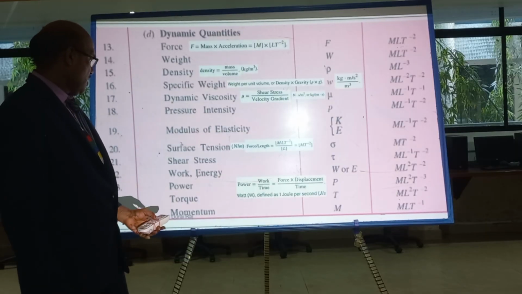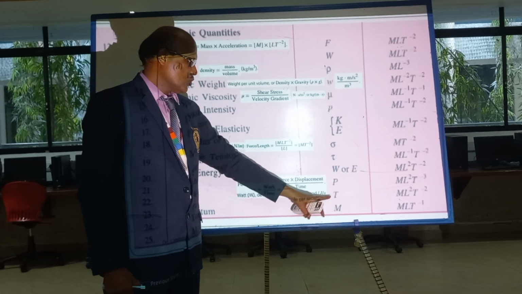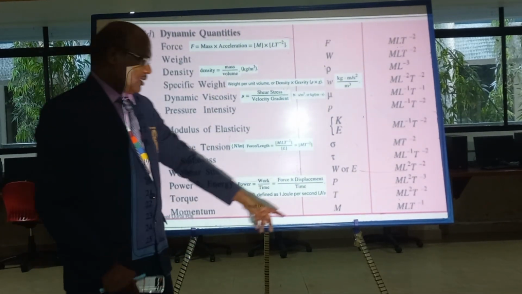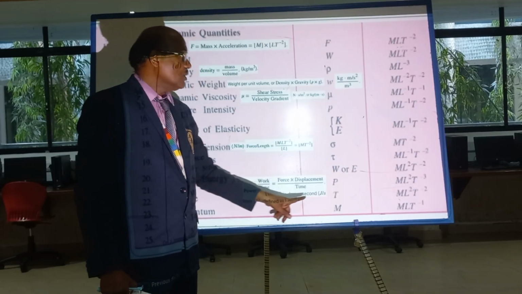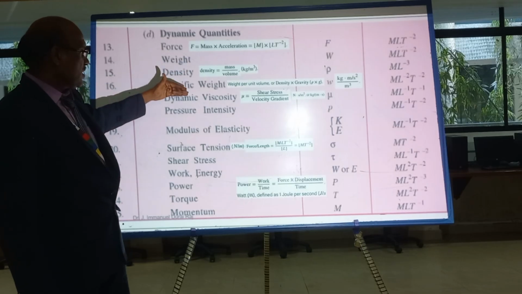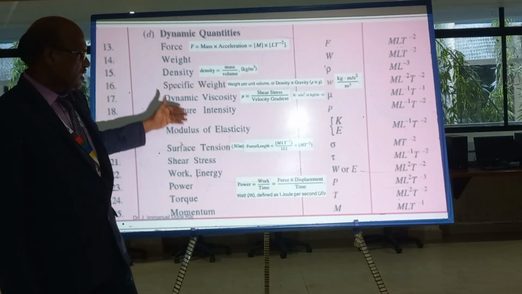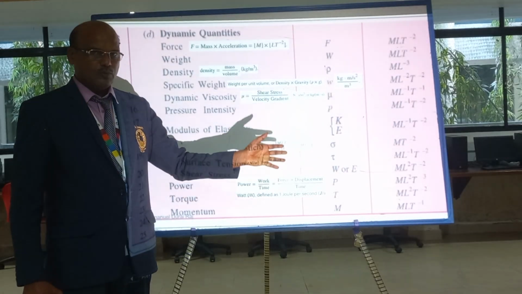Similarly, we have power. So joules per second, so M L square T power minus 3. Joules is Newton meter per second. So once you know the fundamentals of force, density and viscosity, especially these three, you can easily solve the others, as these all come under derived values only.